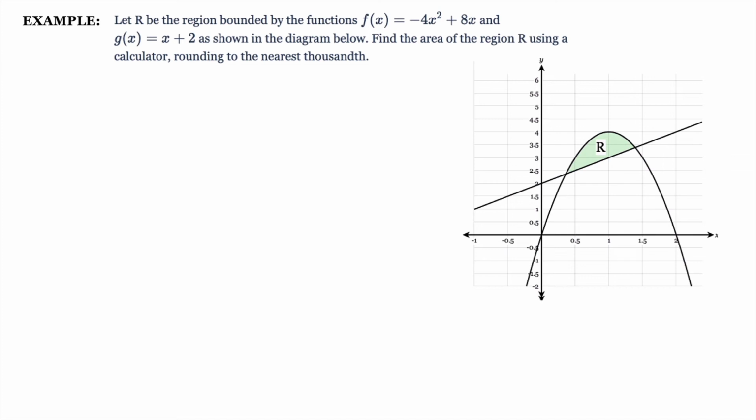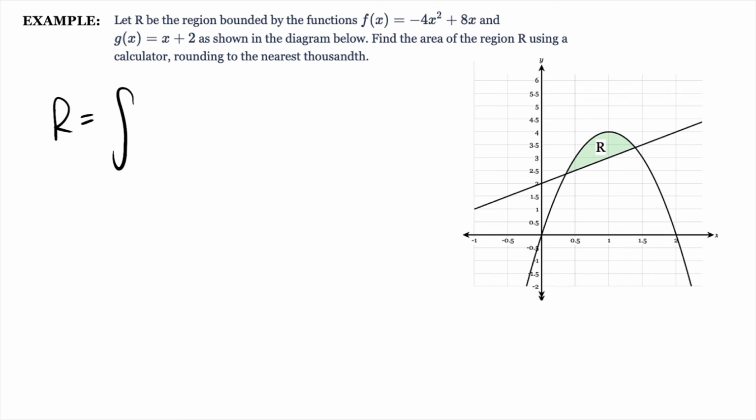they'll always give you a picture on FRQs if it's a calculator question. So they gave us a picture. We're going to find the area of R. R is the area. We know which one's the top one. The top one's the curve, the parabola. That's f of x. g of x is the straight line, x plus 2.